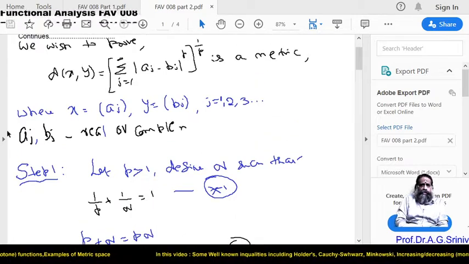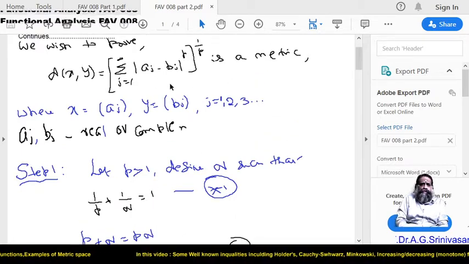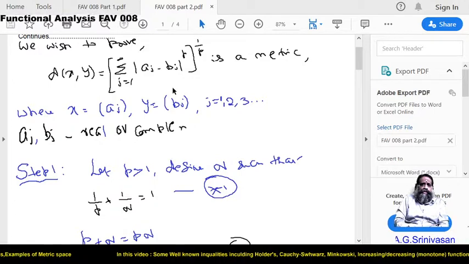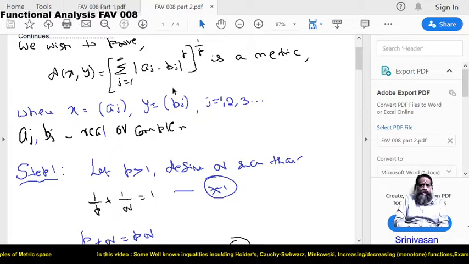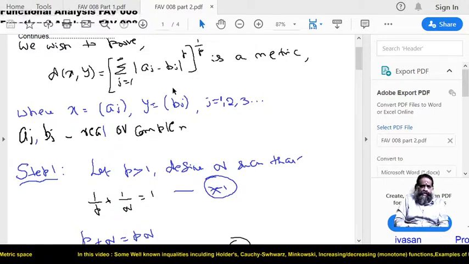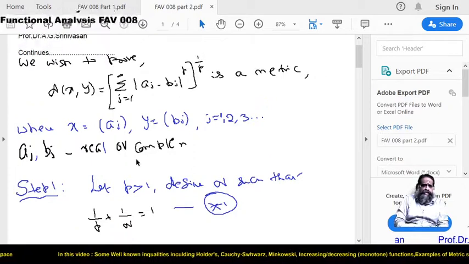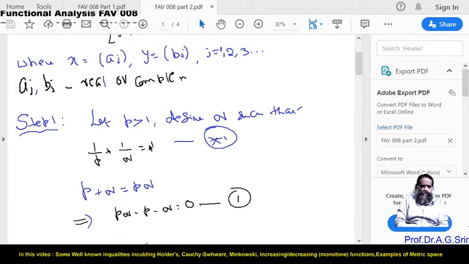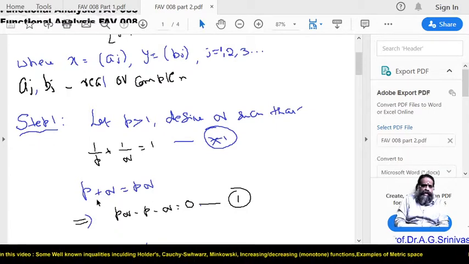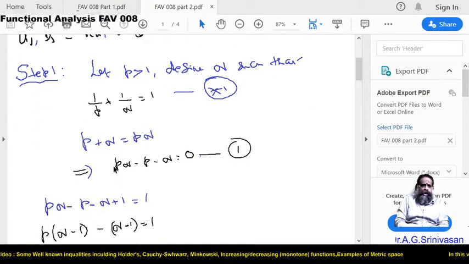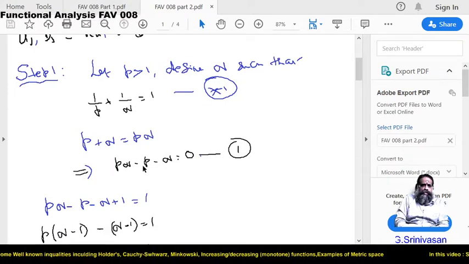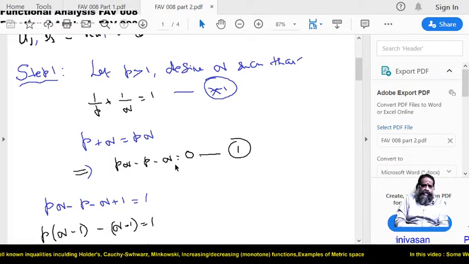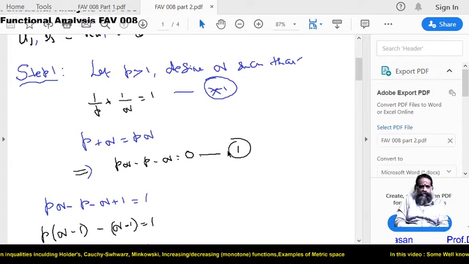If p is equal to 1, this is easy to prove because of the triangle inequalities we have already proved in the previous videos. So we only discuss the case for p greater than 1. So mathematically, 1/p + 1/q = 1. Taking LCM, p + q = pq, or pq - p - q = 0. I'll call this equation number 1.